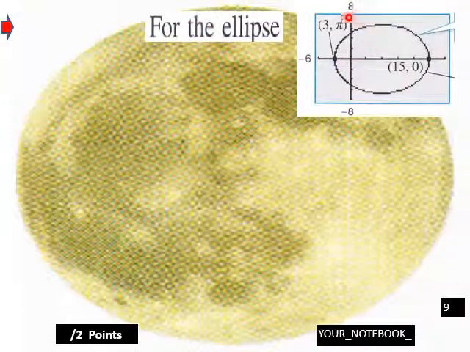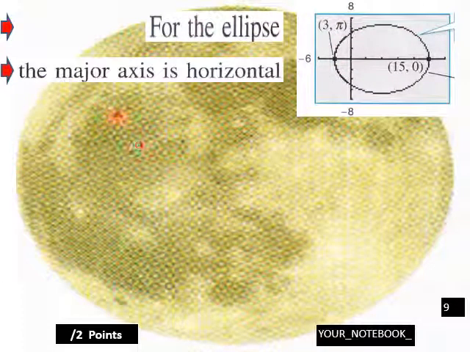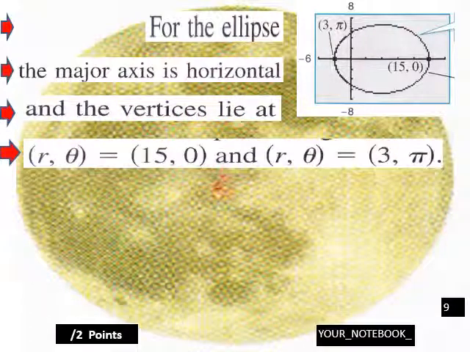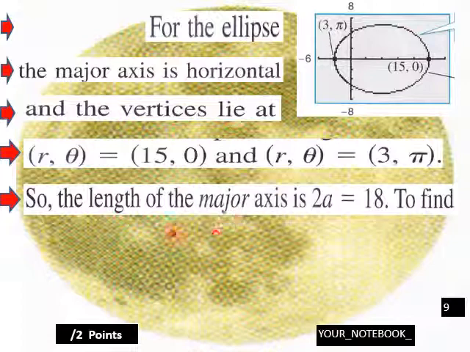So for the ellipse here, and this is the one that we did before, the major axis is horizontal. And the vertices lie at (r, θ) equals (15, 0), which is here, and (r, θ) equals (3, π), which is over here. So the length of the major axis is 2a, which equals 18. We have 18 here as our major axis.